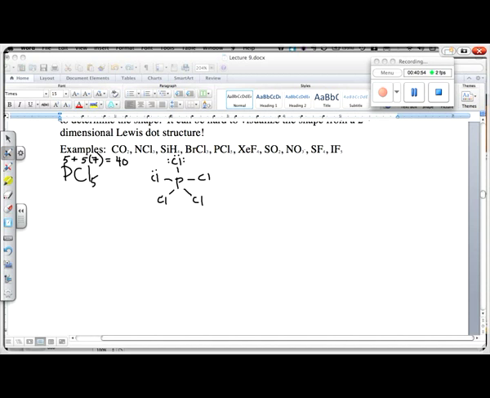I am adding lone pairs to the chlorines because they all want their 8, and they only had 2 with the dash. Phosphorus has 10, and that's okay because it's a third row element. It can have more than 8. It has d orbitals available for bonding. All right, so let's count up our electrons. 6, 12, 18, 24, 30, 32, 34, 36, 38, 40.